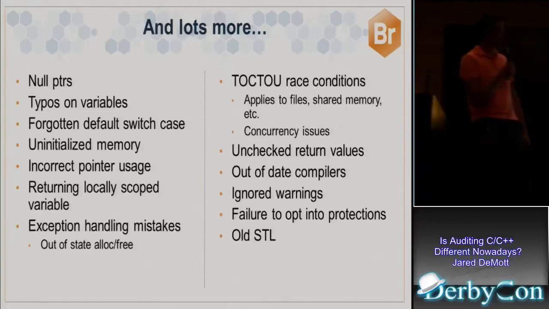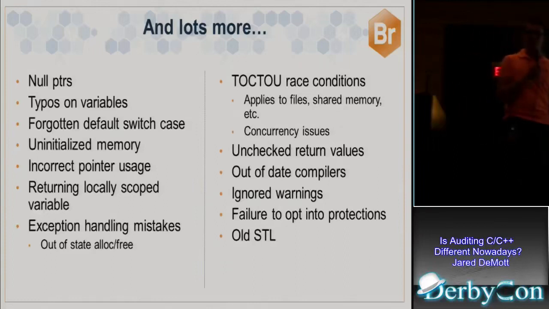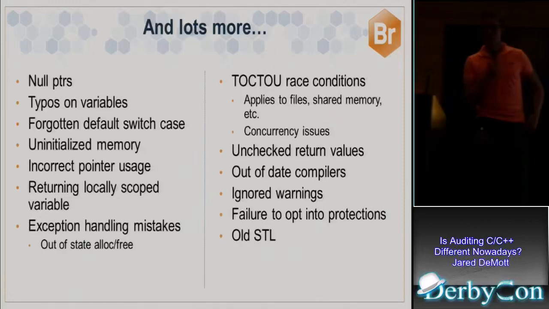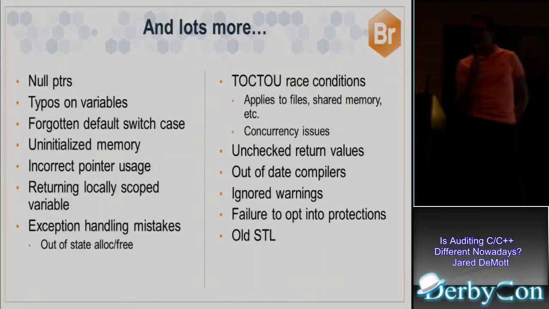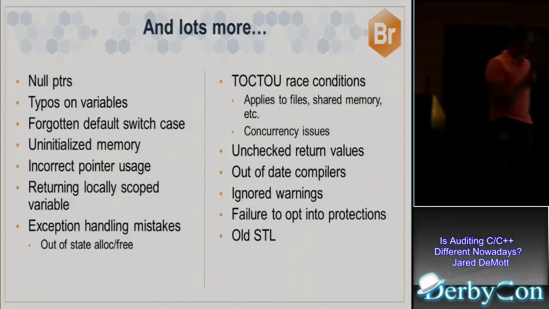I'll mention one of those in a second. Unchecked return values, out-of-date compilers, which is big. Visual Studio, as you know, you should probably be using the most recent. If you're using a really old version of Visual Studio, it's probably not going to be doing the stack cookie and opting into ASLR and DEP and all the kind of modern protections that you really want your compiled code to opt into. So look for that. Ignored warnings, old STL for C++. Those are all the different kinds of issues that have happened in the past.